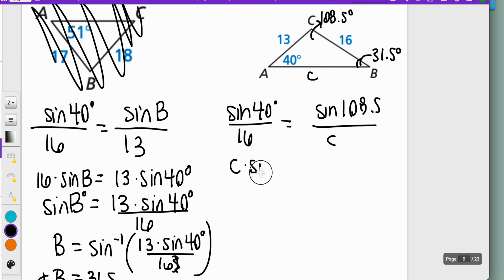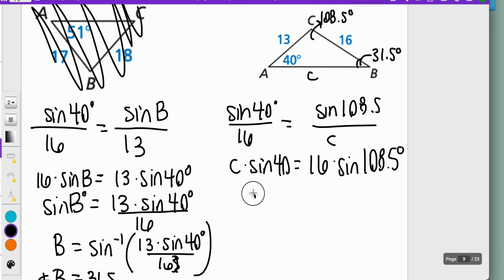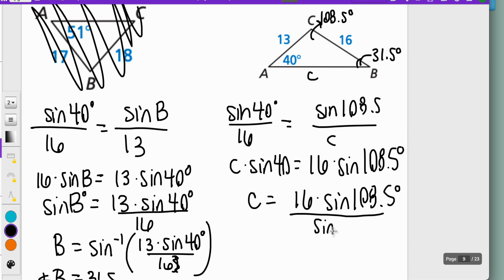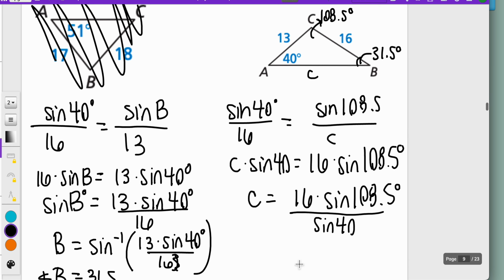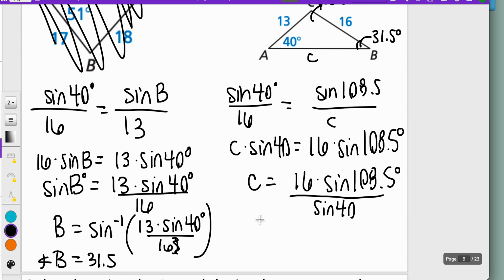So I'm going to get c times the sine of 40 is equal to 16 times the sine of 108.5 degrees. Dividing both sides by sine of 40 to isolate that little c, I get 16 times the sine of 108.5 degrees over sine of 40. All of these decimals, once I divide by sine of 40, is going to round to about 23.6. Okay?